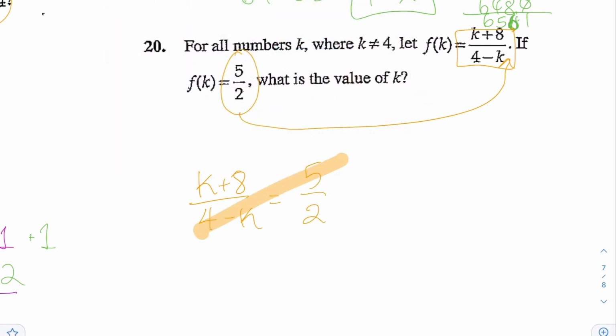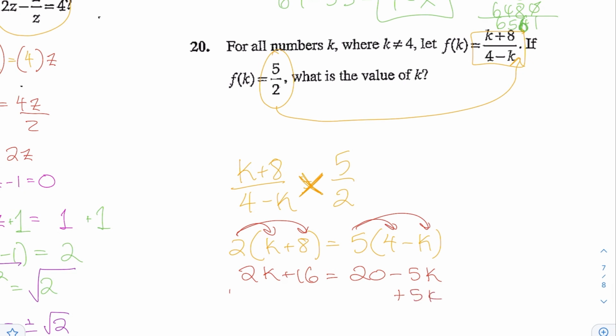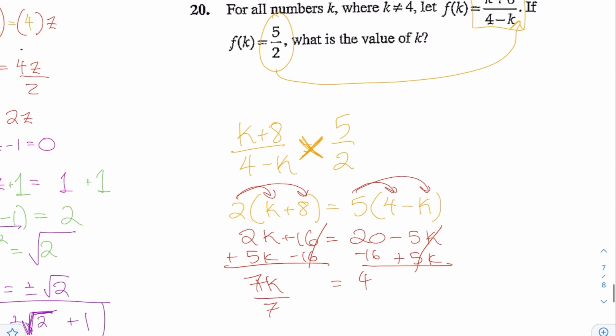So to solve this proportion, you cross multiply. And when you do so, you end up with 2 times k plus 8 is equal to 5 times 4 minus k. And here you have to distribute the number in front. So that'll give you 2k plus 16 is equal to 20 minus 5k. And from here, you can add 5k to both sides to get the k on the left. And you want to subtract 16 to get that 7k is equal to 4. If you divide by 7, you get that k is equal to 4/7.